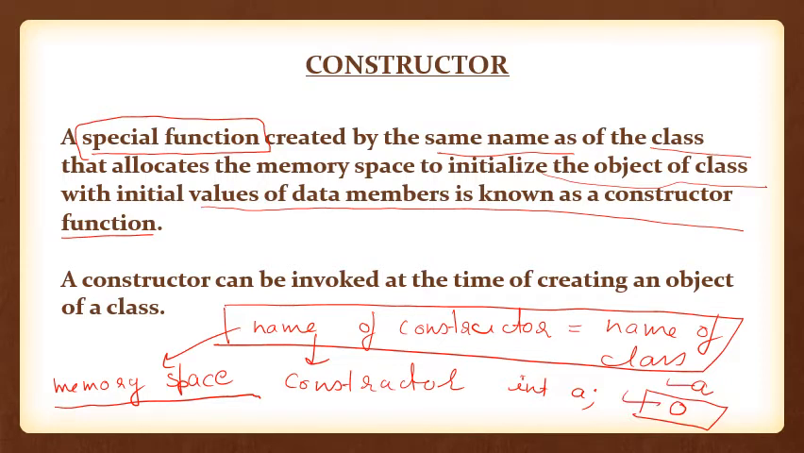A constructor can be invoked at the time of creation of the object of the class. So no need to call the function explicitly. It is invoked, means it runs or is called automatically at the time of the creation of the object. No need to call the constructor function with the help of the object.